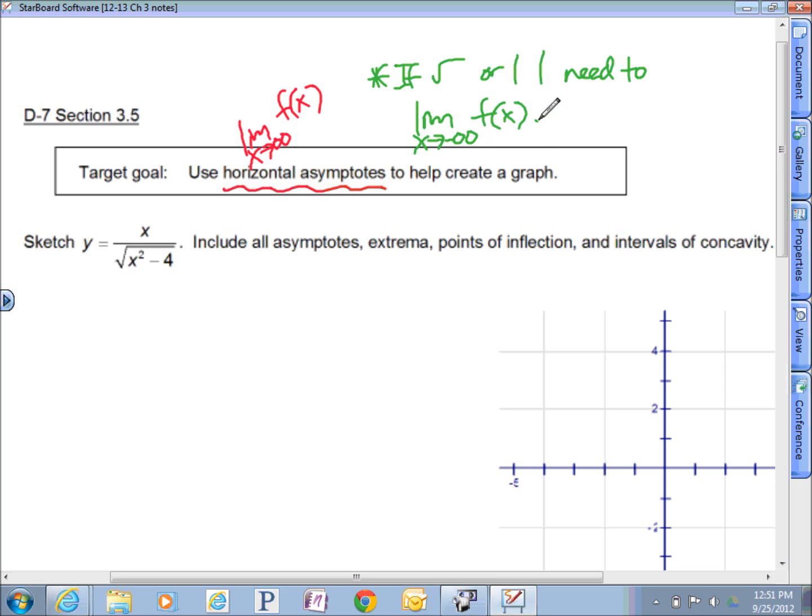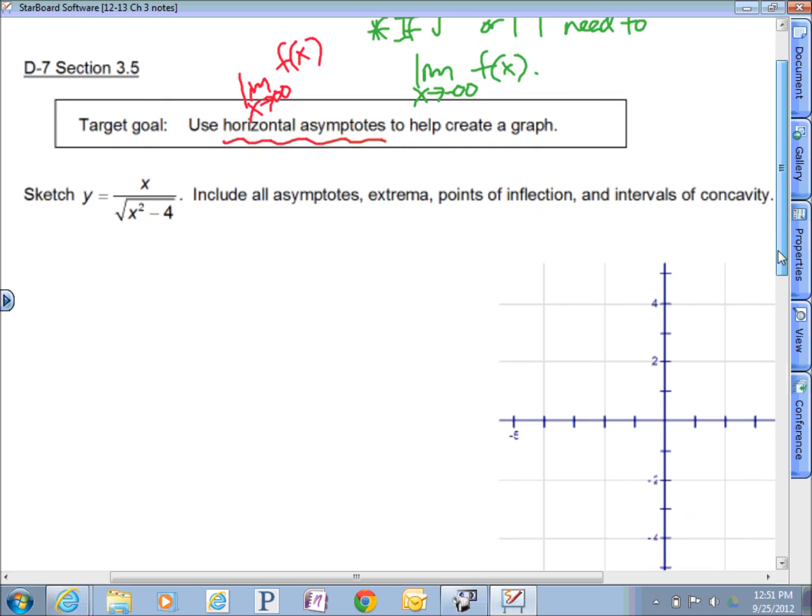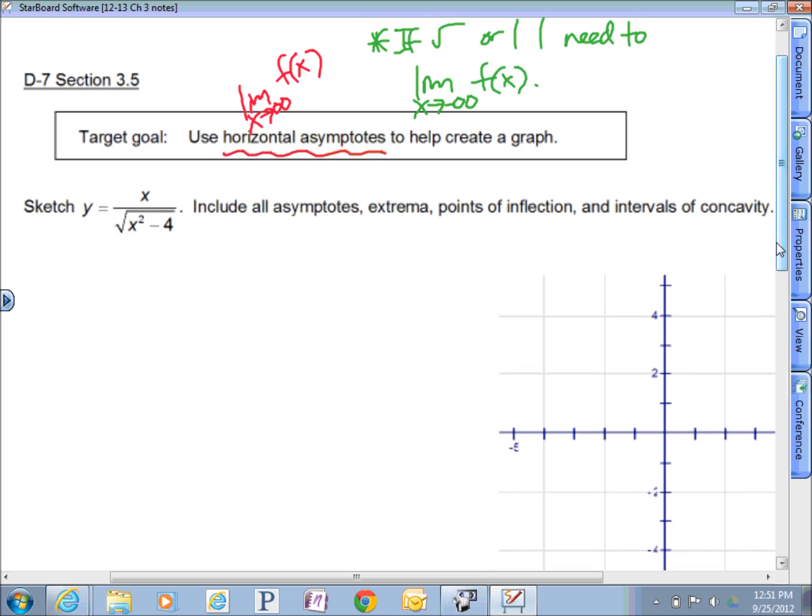Now, what we also hopefully will recall from when we were doing those limits at infinity or negative infinity is that the only difference between the red and the green, as I have it written, is a change in sign. So here's my function. I've got all kinds of crazy stuff going on here. So horizontal asymptotes to help create a graph. Let's find horizontal asymptotes of this function first.